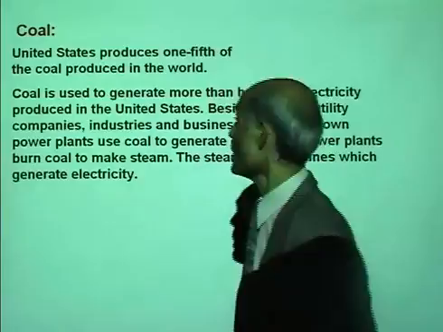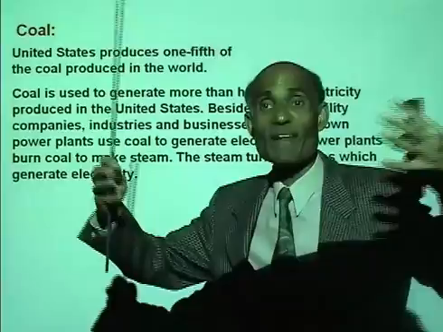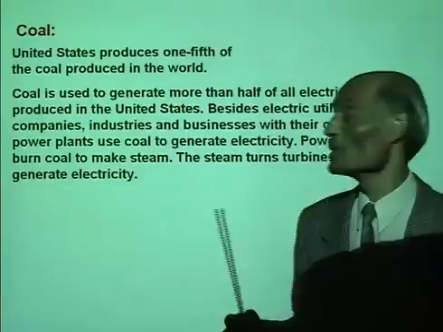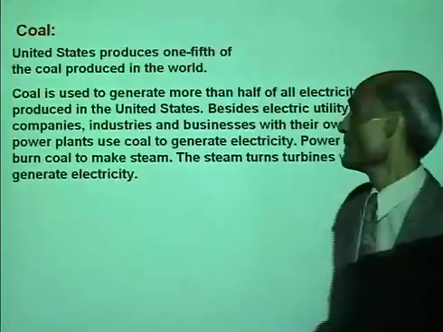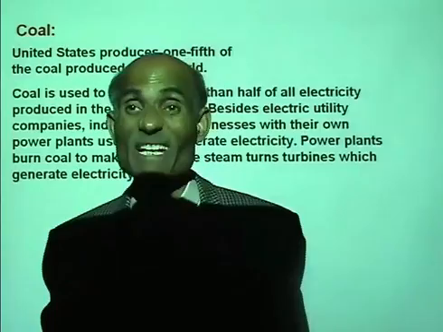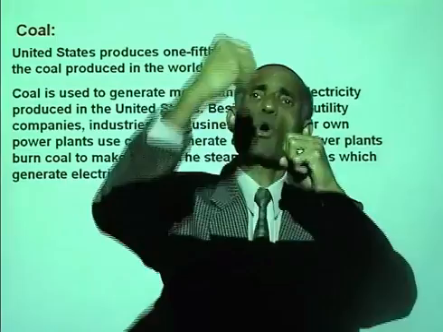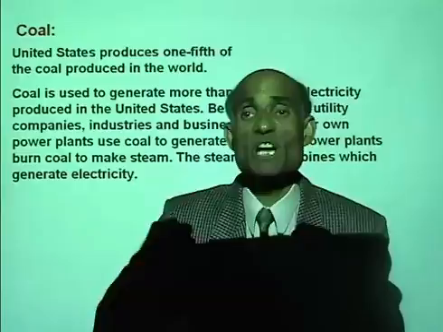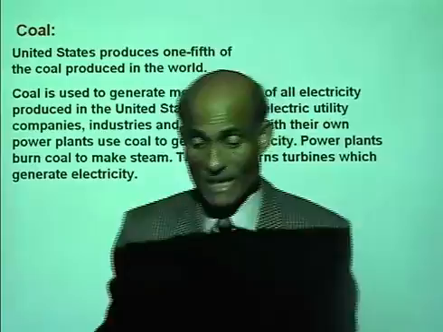Coal is used to generate more than half of all the electricity produced in the United States. Besides electric utility companies, industries and businesses with their own power plants use coal to generate electricity. You can see it's used widely. Now, power plants burn coal to make steam. Actually, electricity is produced by turning a big coil of wire called a turbine inside a magnetic field. You need a tremendous amount of energy to turn it. When you turn a turbine inside a magnetic field, it generates electricity.